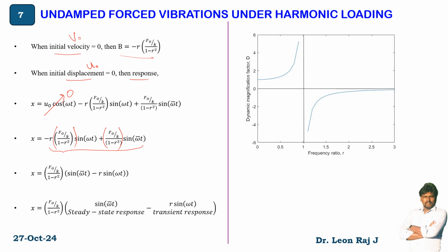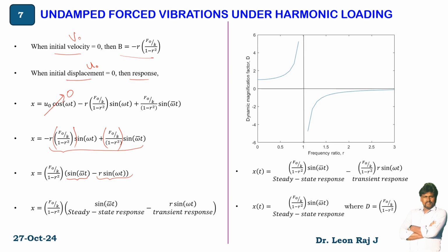So this is your steady state response, and this r sin omega t is a transient response. So here the steady state response and the transient response are rewritten like this. The steady state response exists and the transient response disappears actually. So subsequently our response is nothing but x of t equal to f0 by k sin omega bar t divided by 1 minus r square, where d is f0 by k sin omega bar t divided by 1 minus r square.